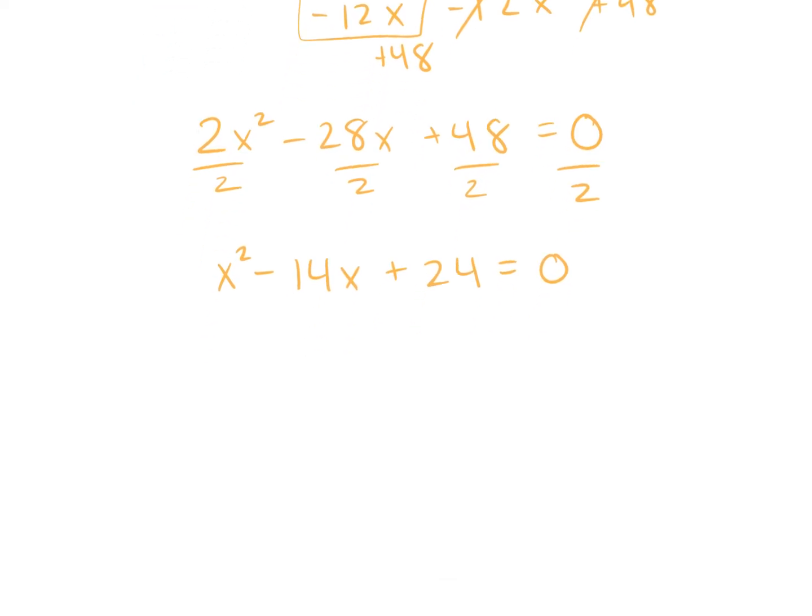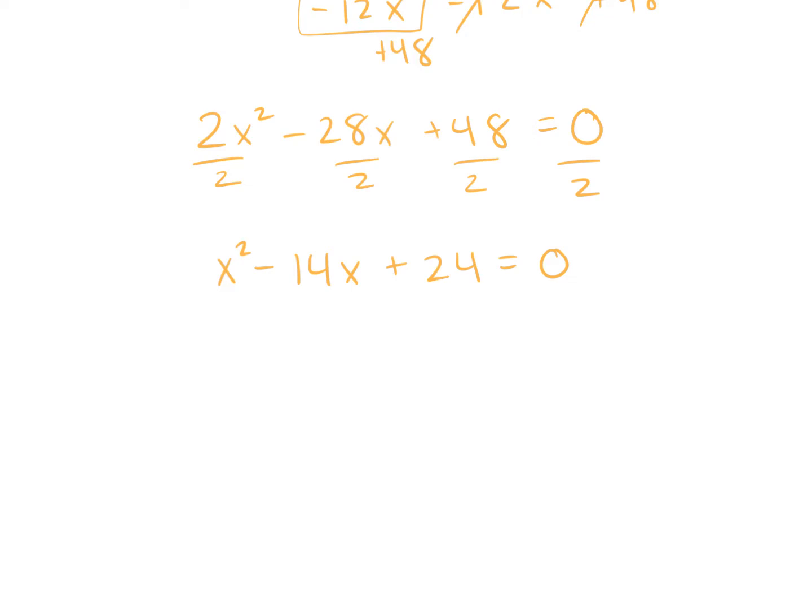Now we can factor this normally. Now that my leading coefficient's 1, I can just say, what are the 2 factors of 24 that add to negative 14? Negative 12 and negative 2. Perfect. So x minus 12 and x minus 2 equals 0.